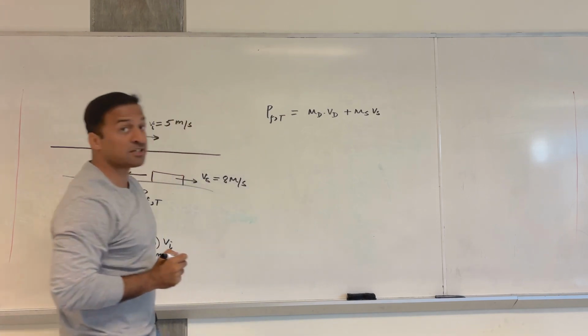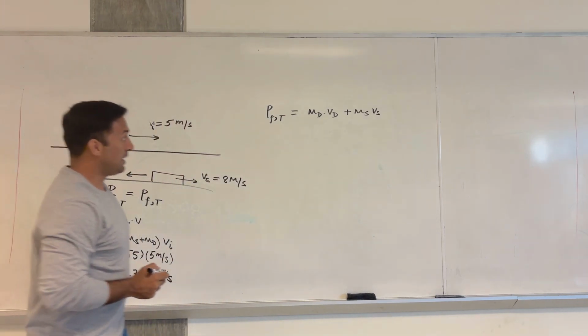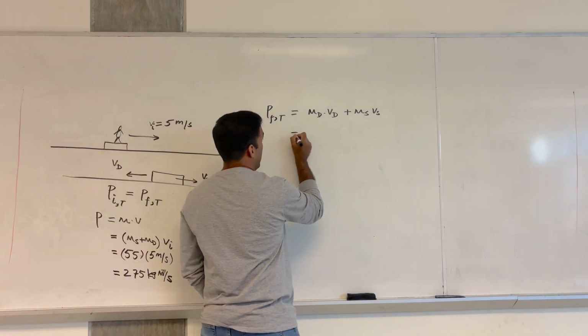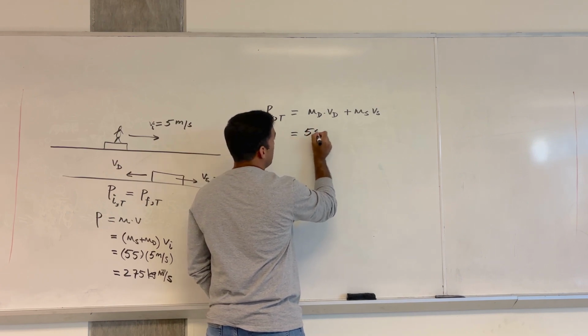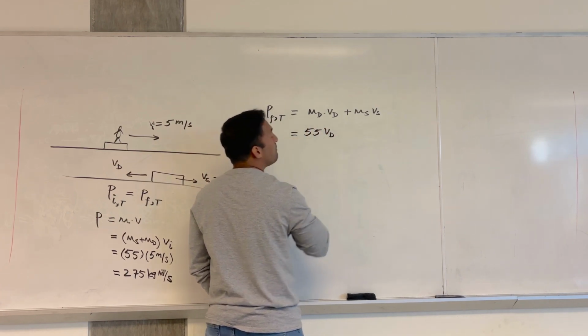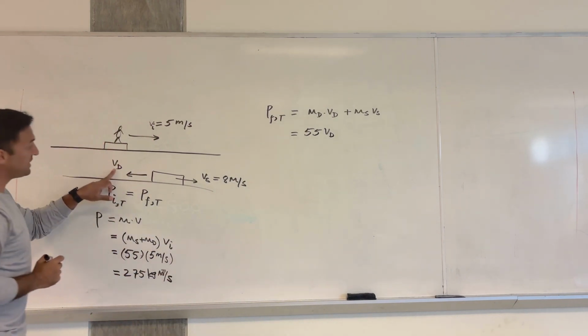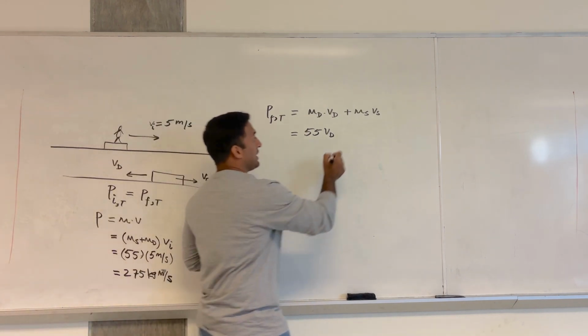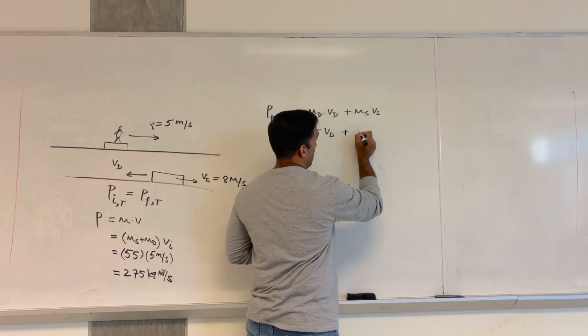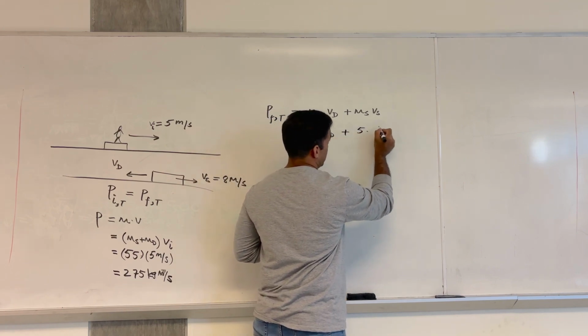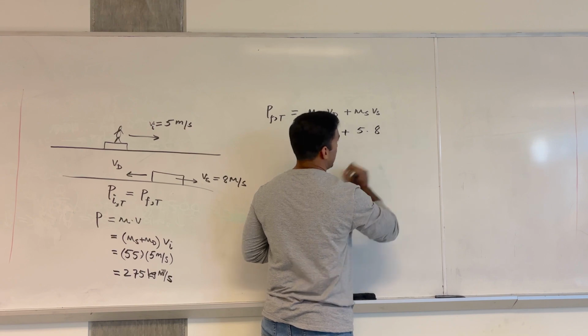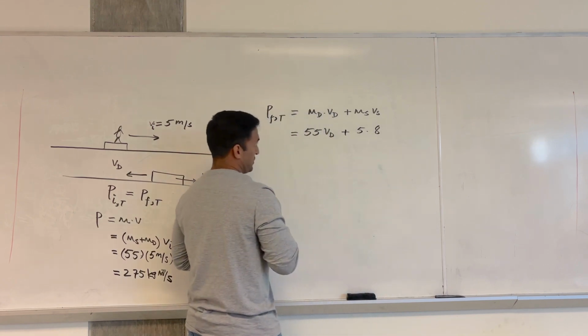Okay, this will give me the total final momentum. Dan's mass is 55 kilograms, so this will be 55 times Vd, because this is the velocity or speed that we want to find. And then for the skateboard, the mass is 5 kilograms and its speed is 8 meters per second in this case. So we have this situation.